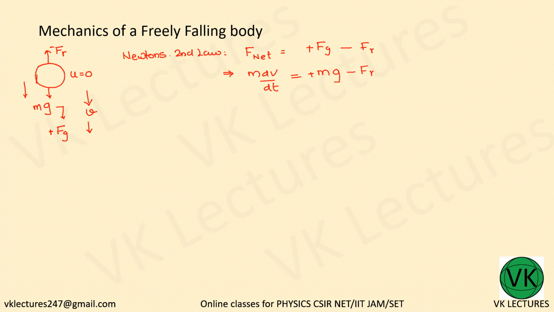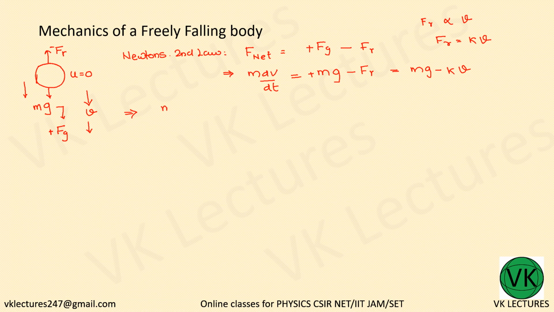The force Fr is proportional to v, velocity. It is proportional to velocity. The higher the velocity of the body, the higher will be the resistance force. So you can write Fr is equal to some constant k times v. So this we can write as mg minus k times v.